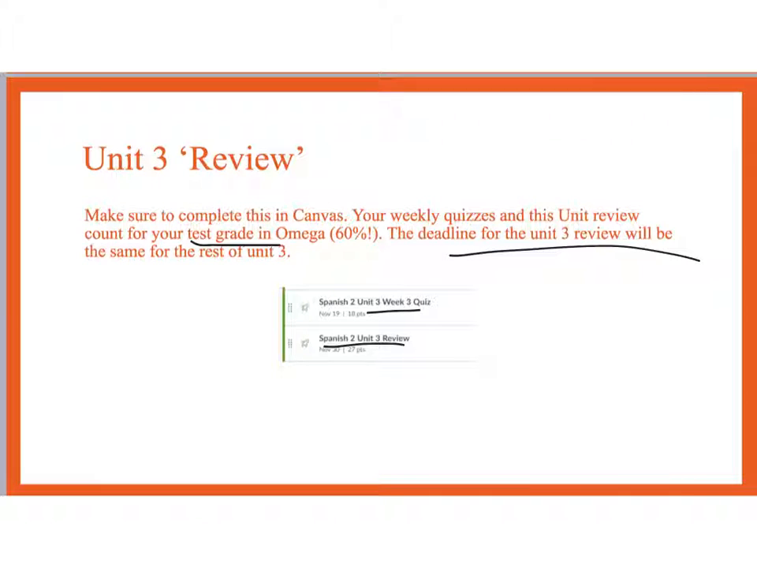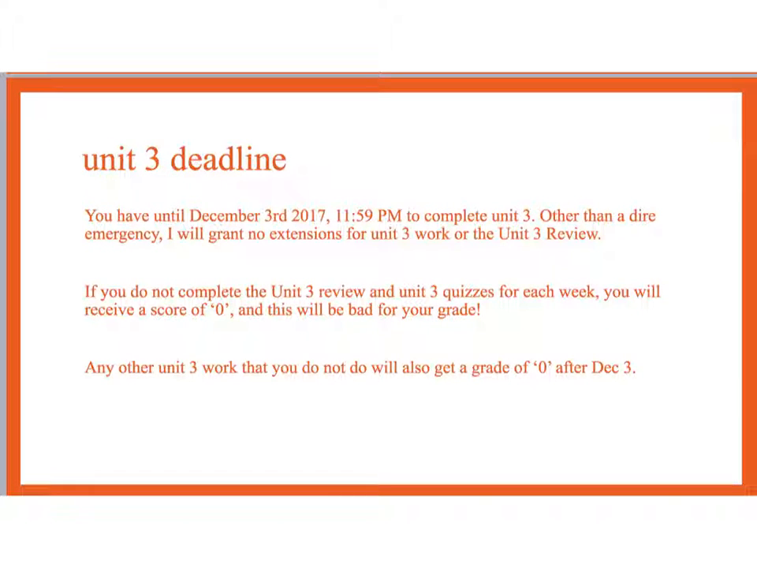The deadline for Unit 3 review will be the same for the rest of the unit, which will be December 3rd, 2017, 11:59 p.m. You always have until the Sunday after the unit ends to complete your work. Other than a dire emergency, some kind of catastrophic situation, I won't grant any extensions, no extensions for Unit 3 or the Unit 3 review. This is because you have a lot of time. And if you really have a dire emergency, you should have let me know that already.